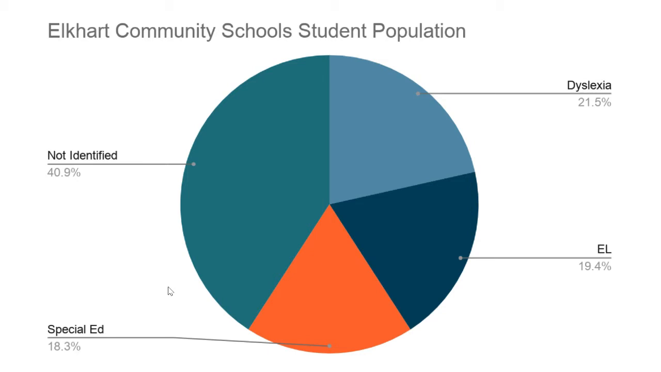Another thing to remember is that even though we have these populations of students that are identified, whether it be with dyslexia, as an English language learner, or for special education, there are also students who are not identified that can still benefit from this.